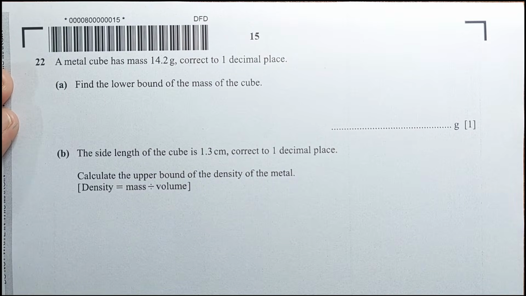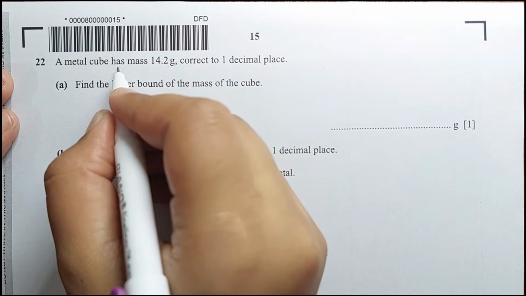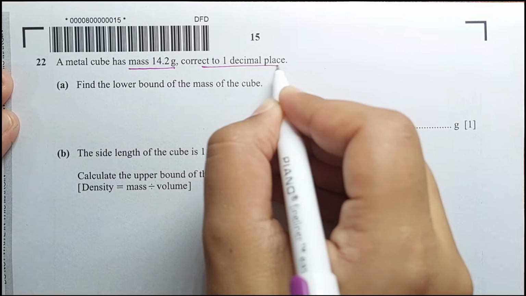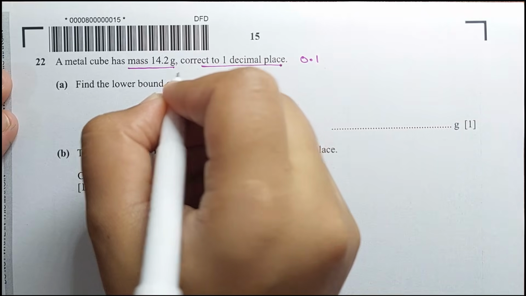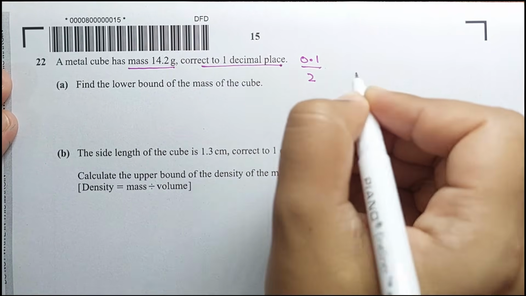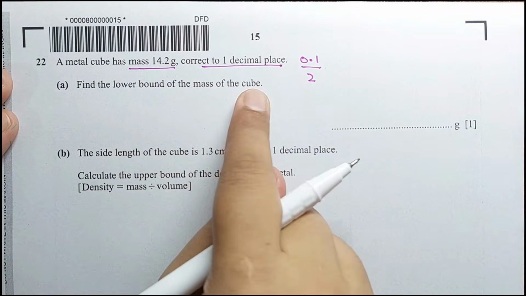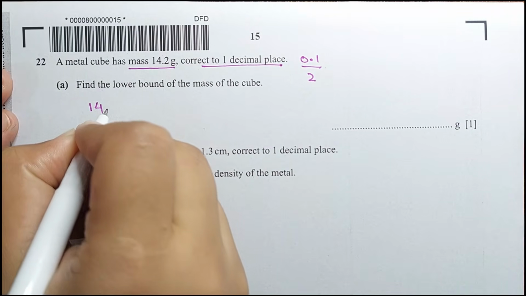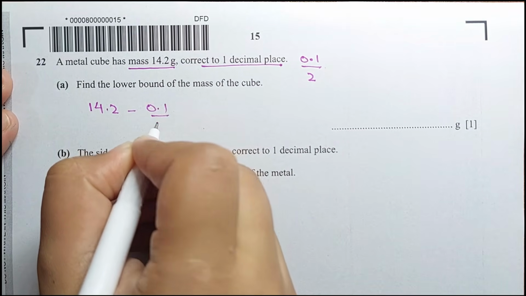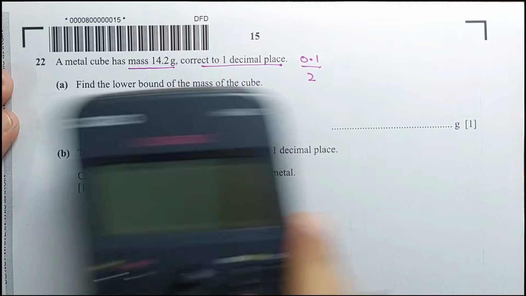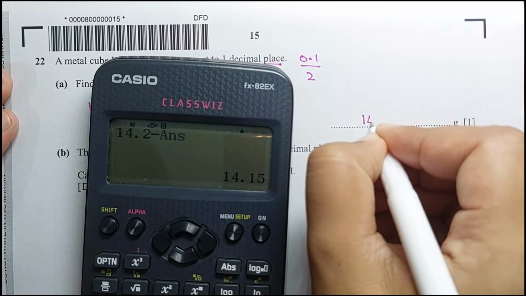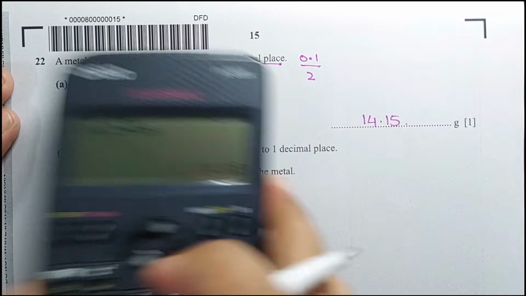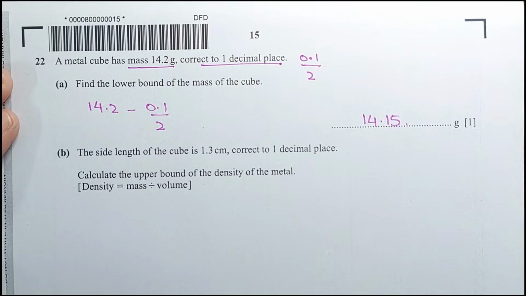Question number 22. A metal cube has a mass correct to 1 decimal place. 1 decimal place is 0.1, right? And correct to, so you need to divide it by 2. Part A, find the lower bound of the mass. Lower bound, it means 14.2 subtract 0.1 by 2. Okay, this is 0.05, I guess. Yeah, 14.2 subtract 0.05 is 14.15 grams. This is the lower bound of the mass of the cube.